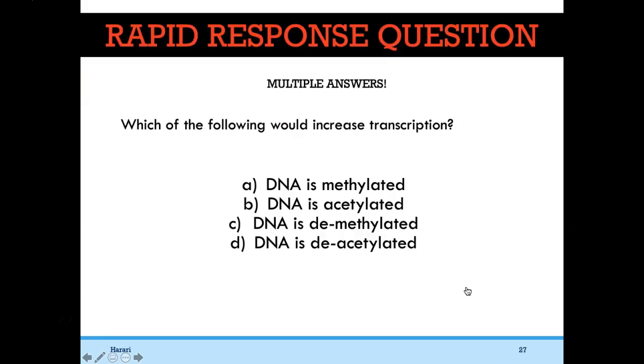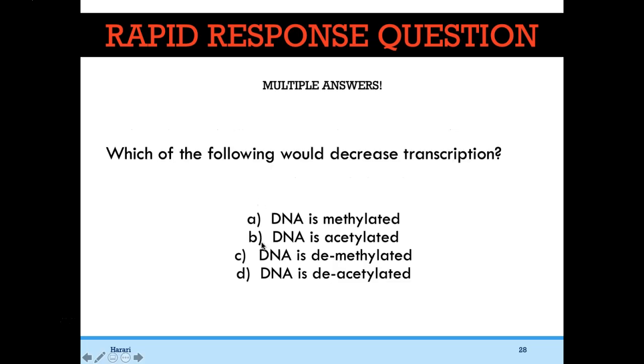So which of the following would increase transcription? Pause here. There's two answers to this question. So B or C would increase transcription. Which would decrease transcription? That leaves only two choices. Right, DNA methylation or deacetylation would both decrease transcription.